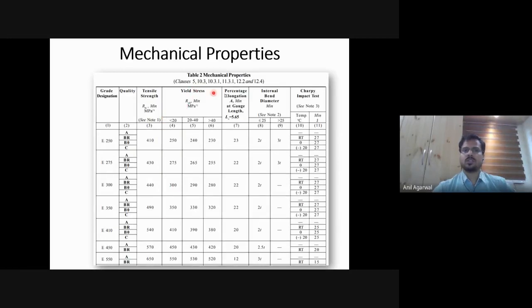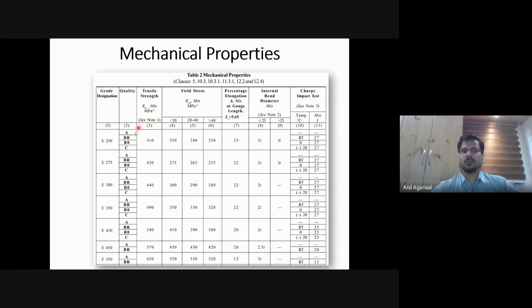Again, from the same code, this is the table. These two slides are not there in your lecture notes because you can find them in the code 2062. Similarly, the steels are classified here based on their mechanical properties. The mechanical properties of relevance are ultimate stress. This is the steel that we typically know as Fe410, also classified as E250. And again, for E, BR, B0, C gradations.